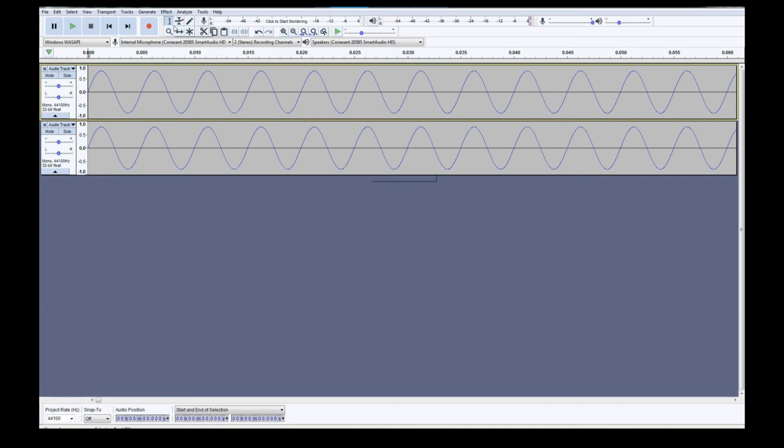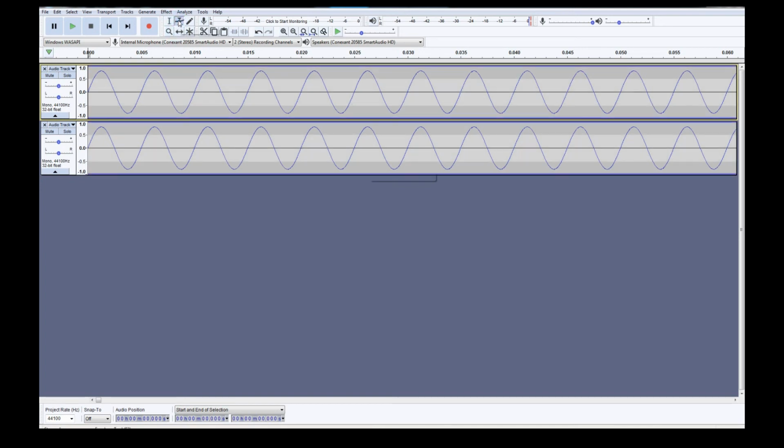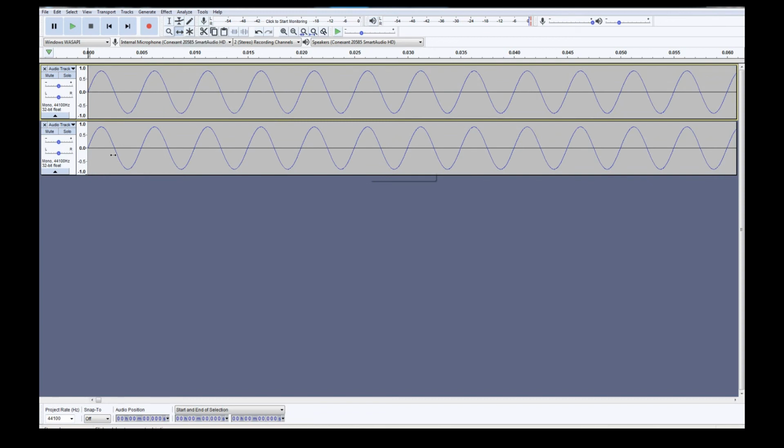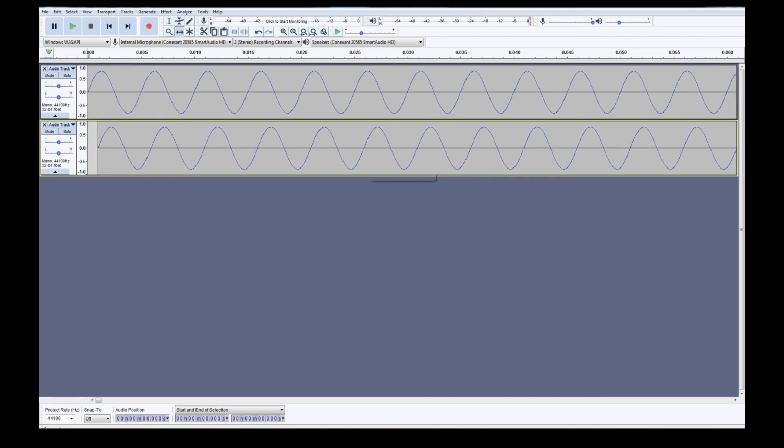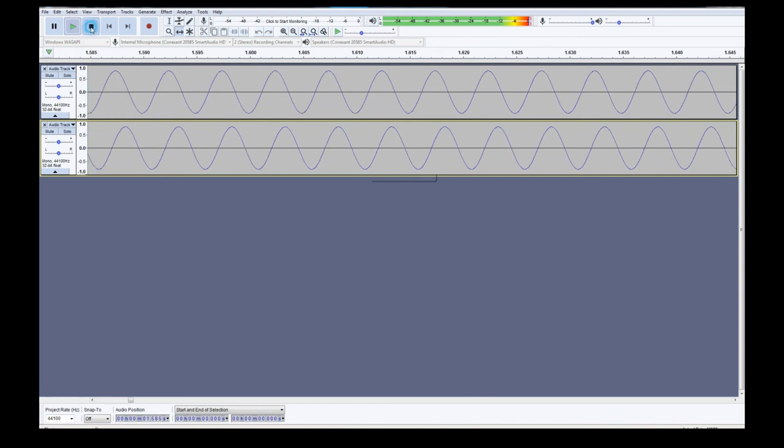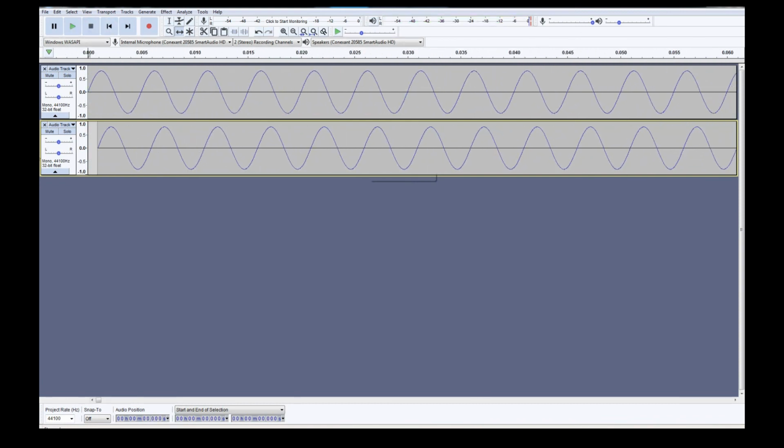Now, there's all these tools up here on Audacity. The one that's really important is this one. This one is the time shift tool. If you click the time shift tool, you can drag the wave over. So I'm going to just hold and move this wave over a little bit. And then I'm going to hit play. Notice it got quieter.